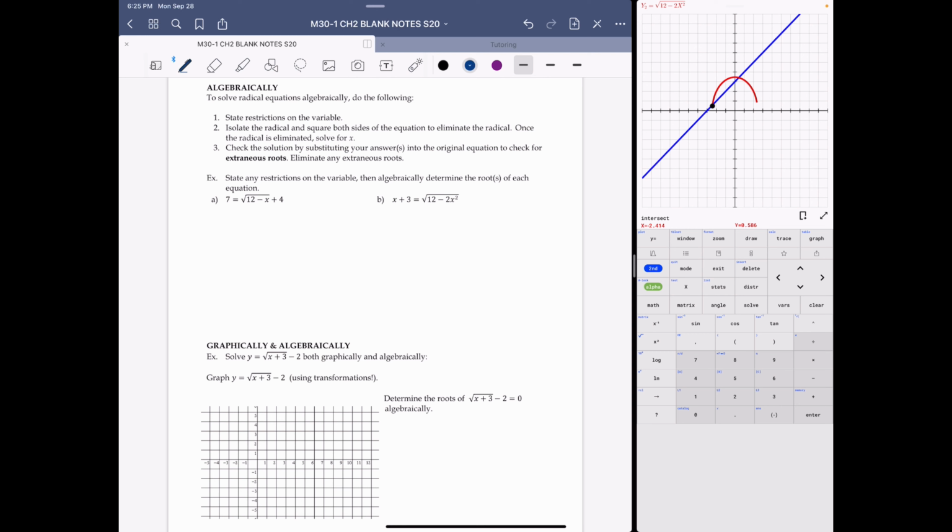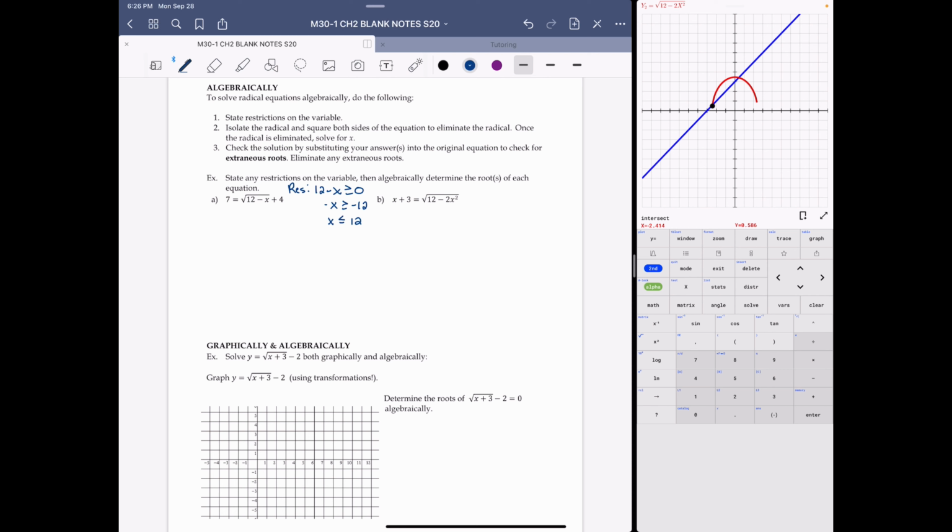So starting with restrictions, the thing under the radical, the radicand it's called, has to be greater than or equal to 0. So start with the radicand, in this case that is 12 minus x, has to be greater than or equal to 0. Then we want to solve for x, so we would subtract 12 from both sides, so we get negative x greater than or equal to negative 12. Then we need to divide by negative 1. Remember, when we divide or multiply by a negative, the inequality sign flips. So we would get x is less than or equal to negative 12 divided by negative 1 would be positive 12.